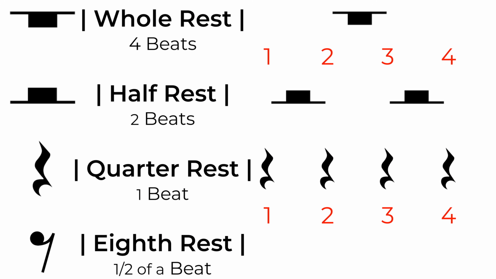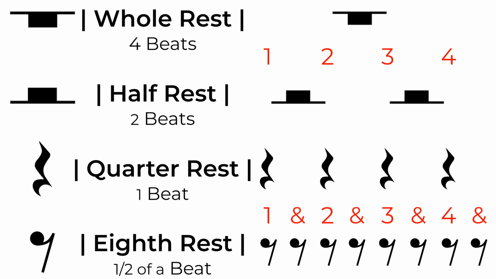And an eighth rest is worth a half a beat of silence and fills up an eighth of the measure, giving us room to have 8 eighth rests to equal a total of 4 beats in the whole measure.